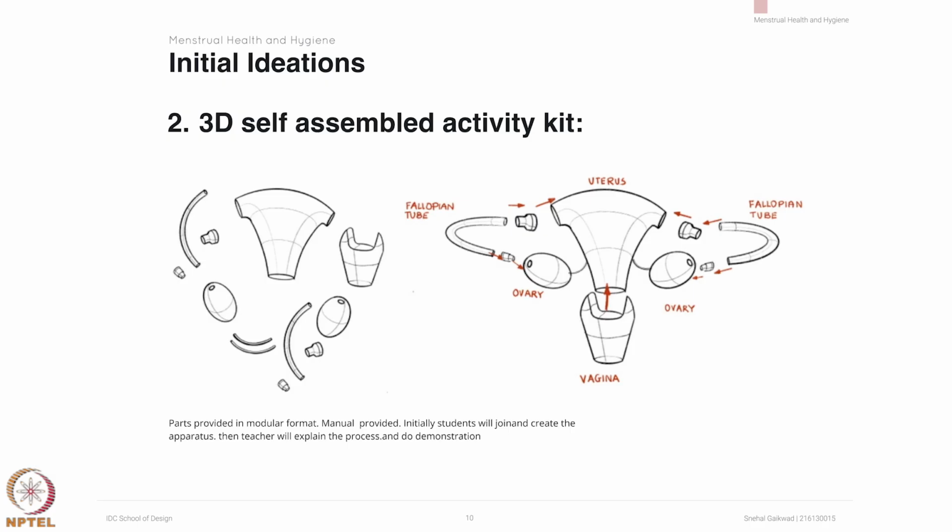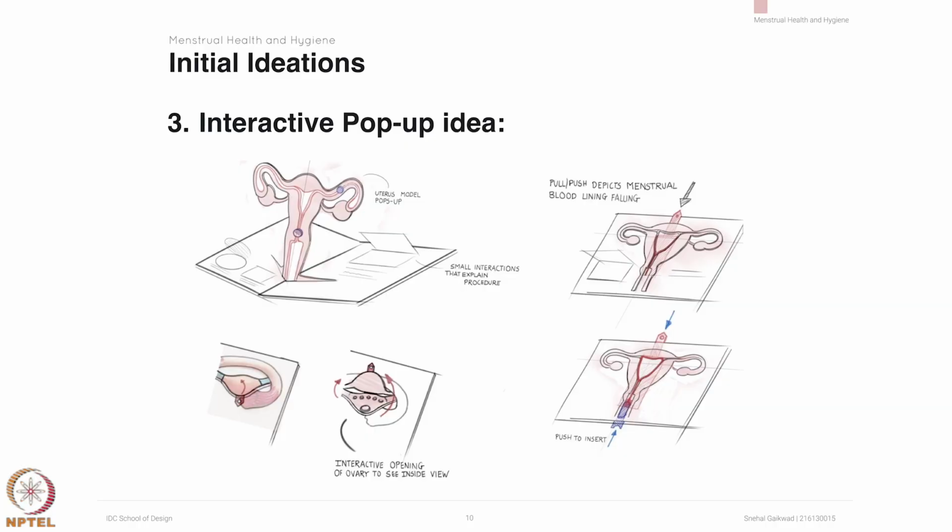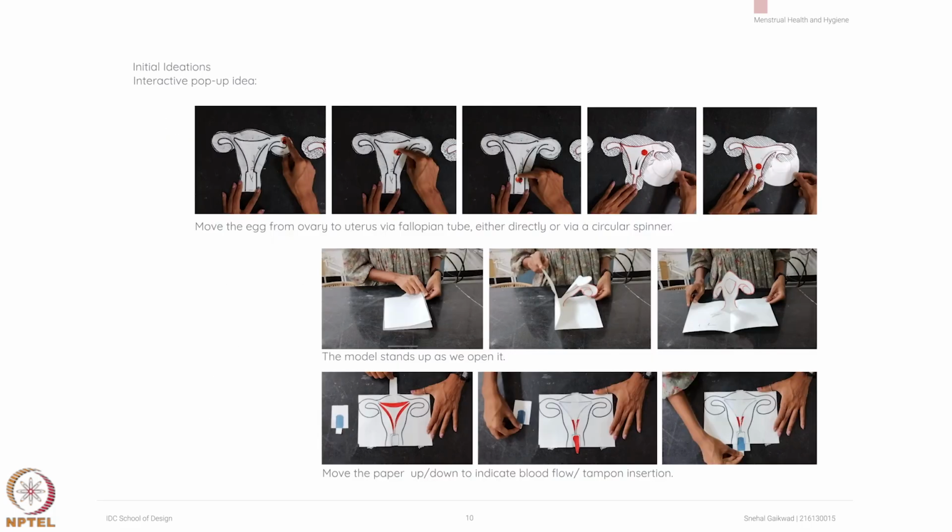Then we'll make one 3D self-assembled activity kit, which will have different parts: ovaries, fallopian tubes, and uterus. The users will sit in a group and assemble it, and then the instructor will explain the further process. Then the interactive pop-up idea. So this will be an interactive book. If you want to show the egg maturing and traveling, it can be done with some hand interactions.